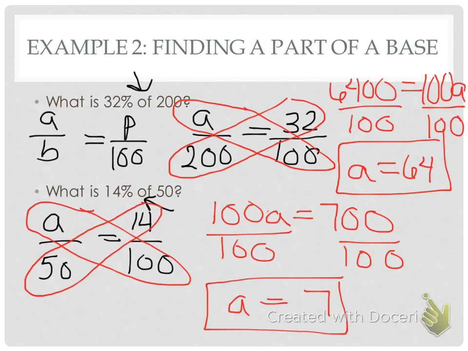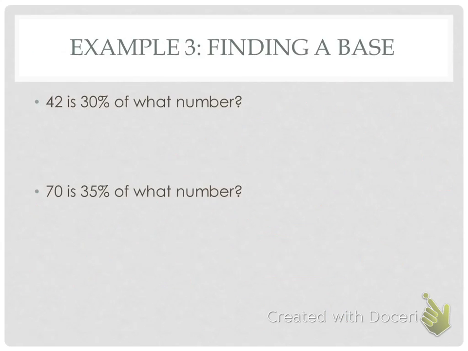Again, we're using the formula just to find different parts of this proportion. So in the first one, we found percent. In this one, we found part of the base. And then in the third example, we're finding the base. Again, you're going to hear me say this again. Notice the wording. My formula is still the same. A over B equals P over 100.